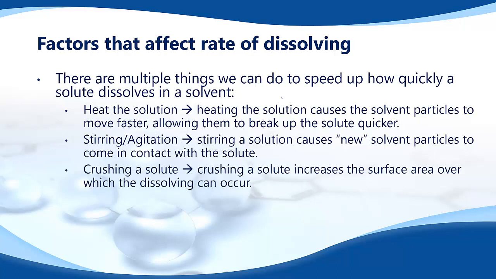And our third thing that we can do is we can crush the solute or powder it. Right, so if you think of it this way, if you take a sugar cube and you put it in coffee, it's going to dissolve extremely slowly because there's not a lot of surface area on a sugar cube. But if you crush it or you use granulated sugar, all those tiny little particles have all that surface area. And that means that the dissolving process or reaction can take place over that large surface area, which means it's going to be very, very quick.